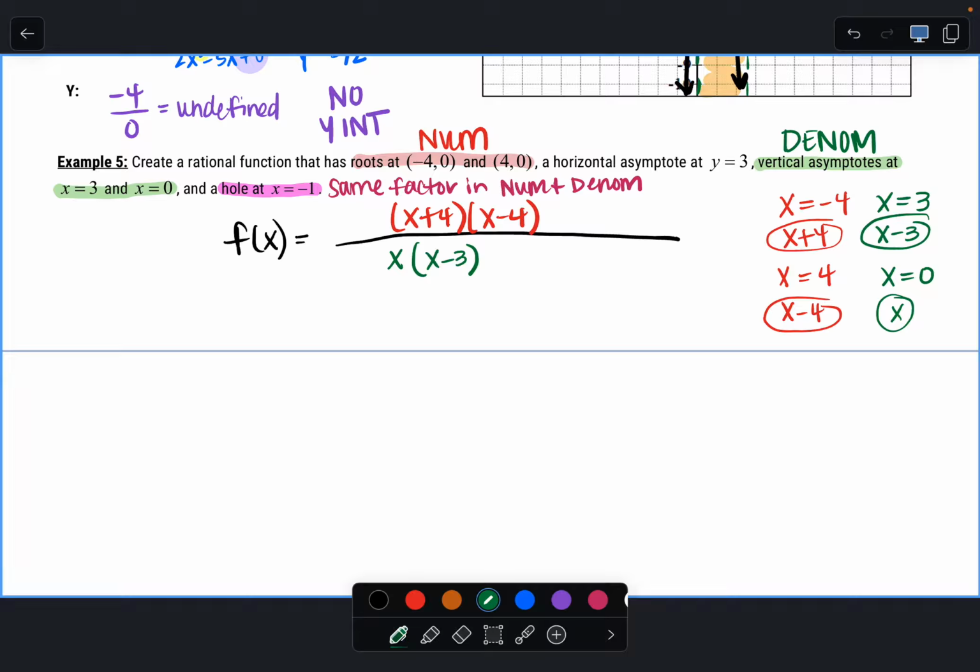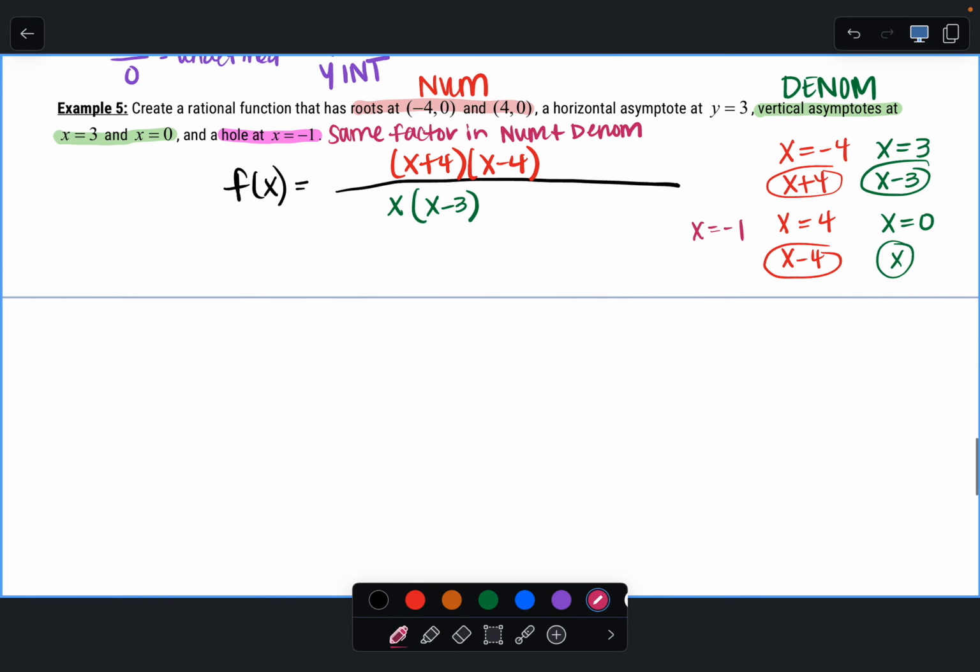Now, the other additional thing that we have is a hole. And so if my hole was at x equals -1, and I'm going to keep trying to write these out so you can see them, what factor did that come from? If I got x equals -1, what factor did I solve? X plus 1. Now, the only thing about the hole is it has to go in the top and the bottom. So I'm going to put an x plus 1 up here, and an x plus 1 down here. So we've met the criteria for 3 of these things.